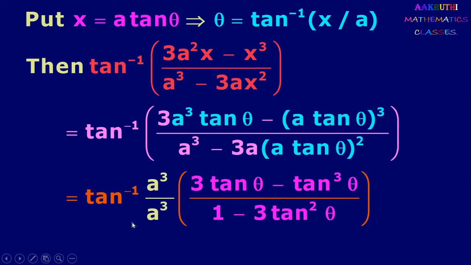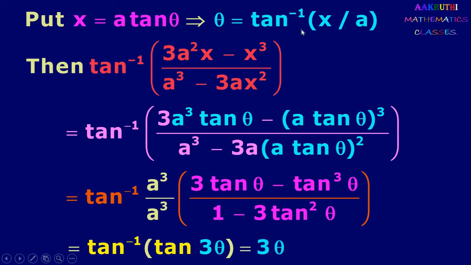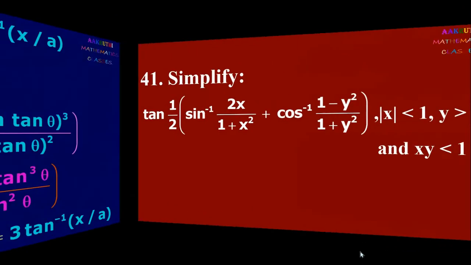A cube cancel. Remaining is tan inverse, and this is formula tan 3 theta. Tan 3 theta is 3 tan theta minus tan cube theta divided by 1 minus 3 tan square theta. So therefore 3 tan theta minus tan cube theta divided by 1 minus 3 tan square theta is tan 3 theta. Now here tan inverse tan cancel, remaining is 3 theta, and substitute theta value, it is tan inverse x by a. So answer is 3 tan inverse x by a. So simplified answer is 3 tan inverse x by a.